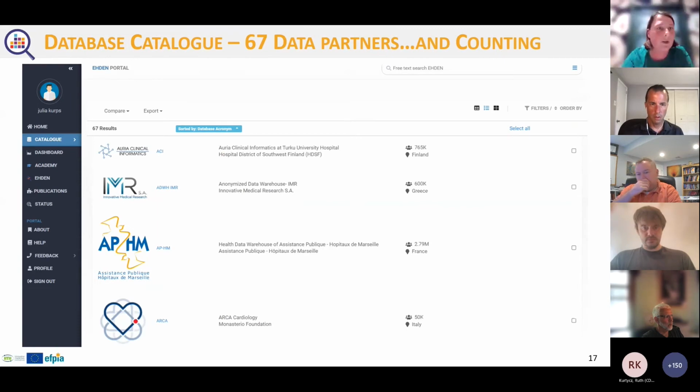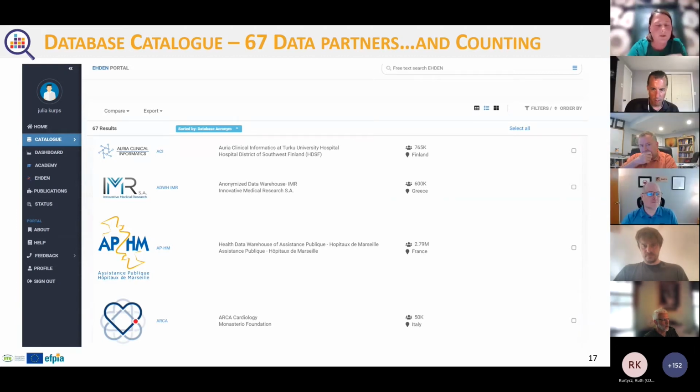And so coming to the actual data catalog, what you see is an overview of the data partners that have been awarded the funding. In the catalog, you can just browse all the different organizations. So you see the logo of the organizations, you see the abbreviations, the name of the databases, and you get a first glimpse of where the data source is located and how many patients are there.